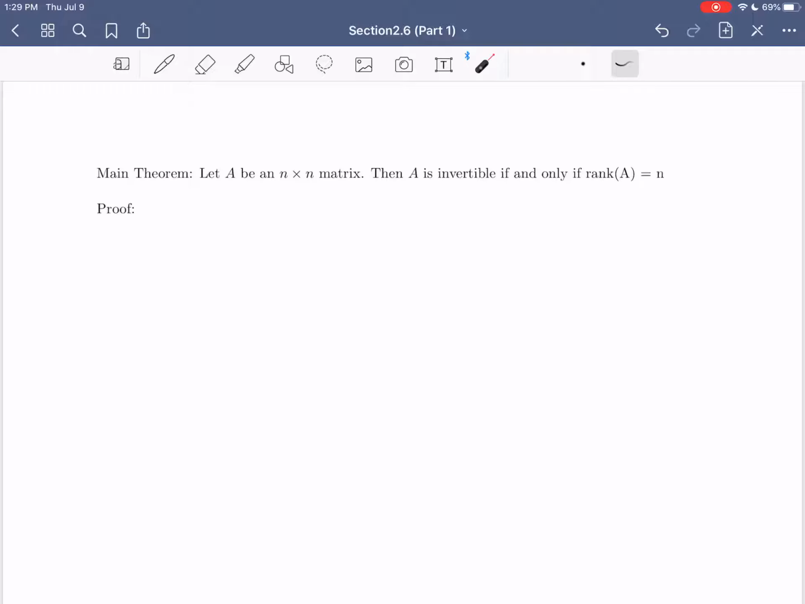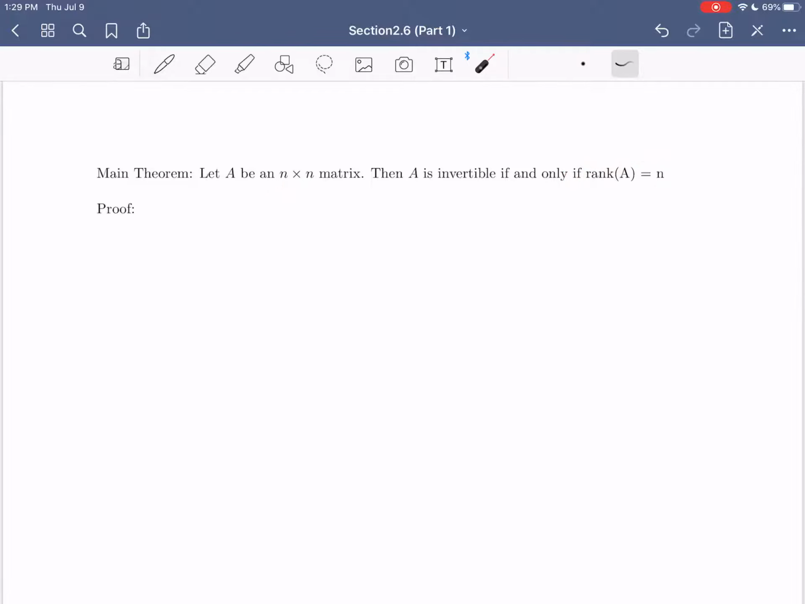So this is sort of the main theorem here. It's got a very simple statement. It just says that if A is an n by n square matrix, then A is invertible if and only if the rank of A equals n. So in other words, a matrix A is invertible if and only if it has full rank. So the rank of A matches the number of rows and the number of columns.